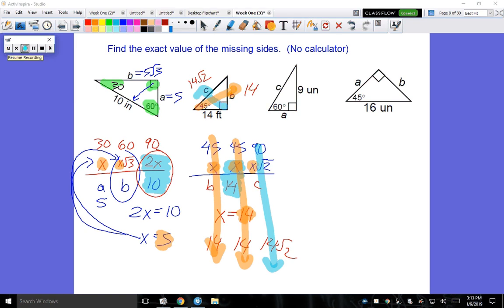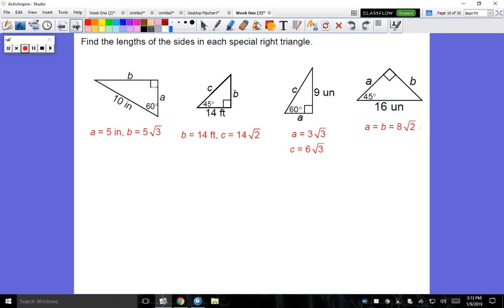Alright, so you did 3 and 4. Those are the answers. A should be 3 root 3. C should be 6 root 3. A should be, and B should be 8 root 2. Let me show you how you can do this if you did not get those answers.